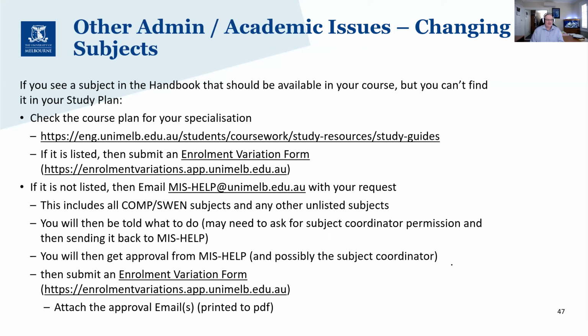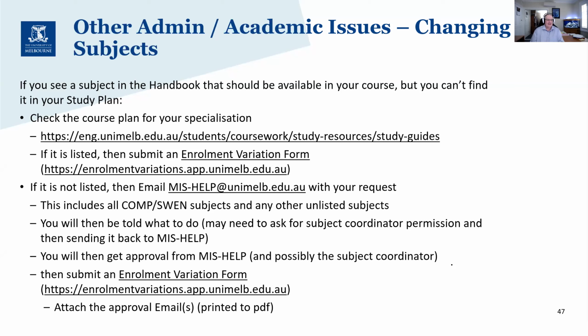Some other things around general stuff about course planning. If you see a subject in the handbook that should be available in your course, but you can't find it in your study plan, all you need to do is to submit an enrolment variation form to Stop 1. If you have problems with that, email the MIS Help and ask for permission, and they'll say, please put an enrolment variation form in, and you have our permission.